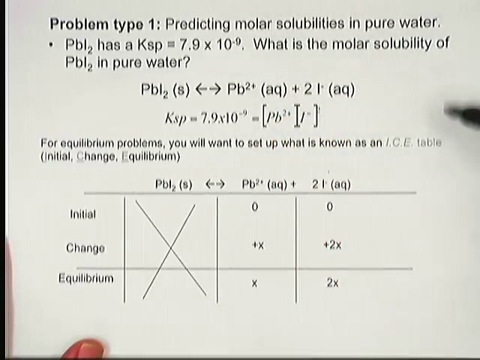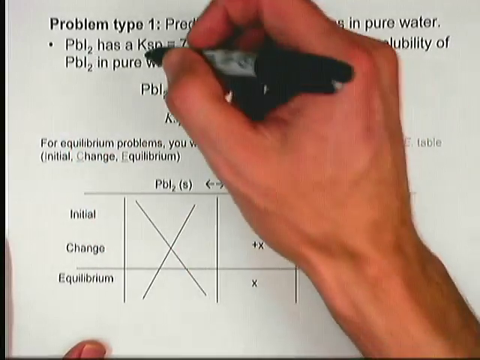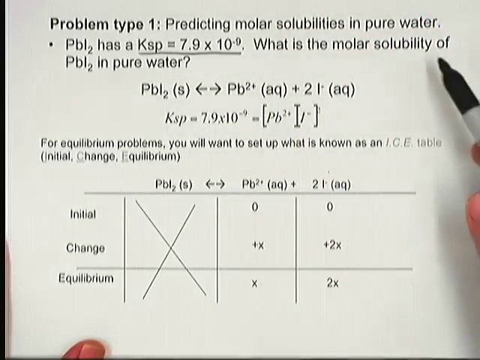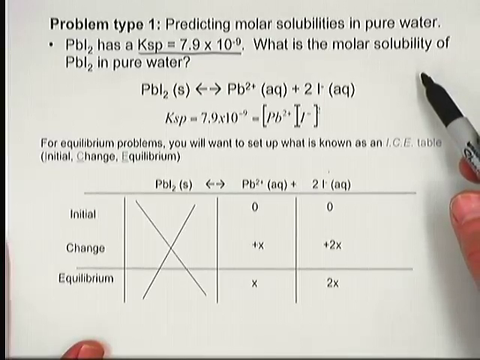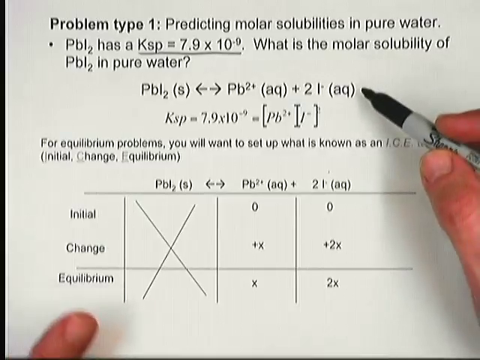Lead iodide is a pretty yellow colored compound. It's got a Ksp of that. What is the molar solubility of the lead iodide in pure water? Well, if I'm tackling this problem, the first thing that I want to do is write down a balanced chemical equation for the dissolution of the lead iodide in water. That's a very important step. That's what I've done right here.